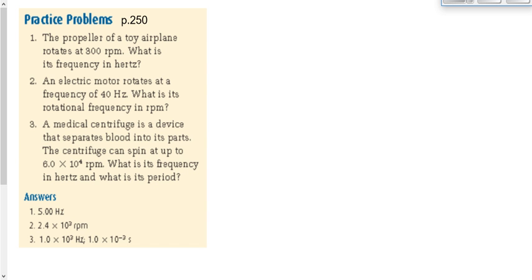So what it does when you have a medical centrifuge is you put the blood in it, and this has to be a special test tube. A normal test tube will break, but a special test tube, and it separates the blood into its components. The heavier parts go to the outside.